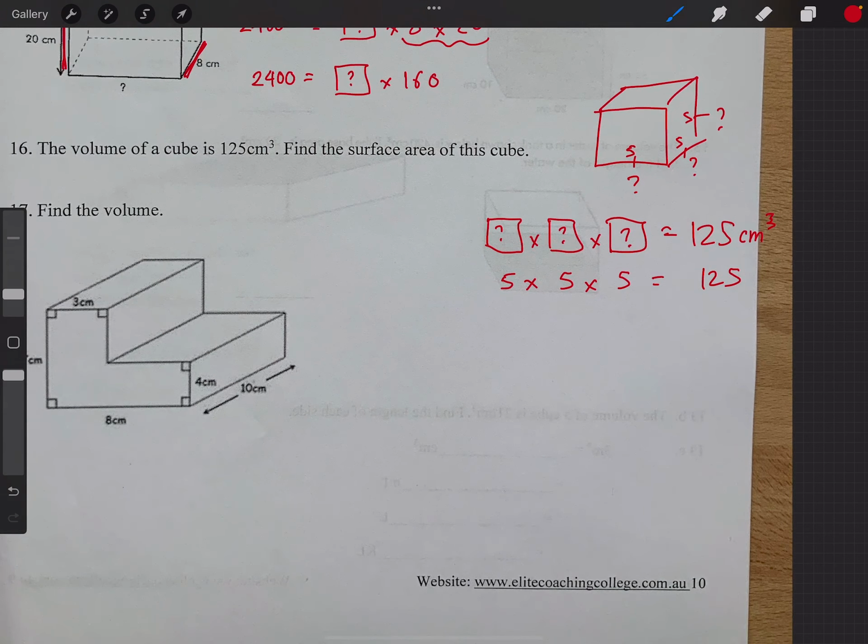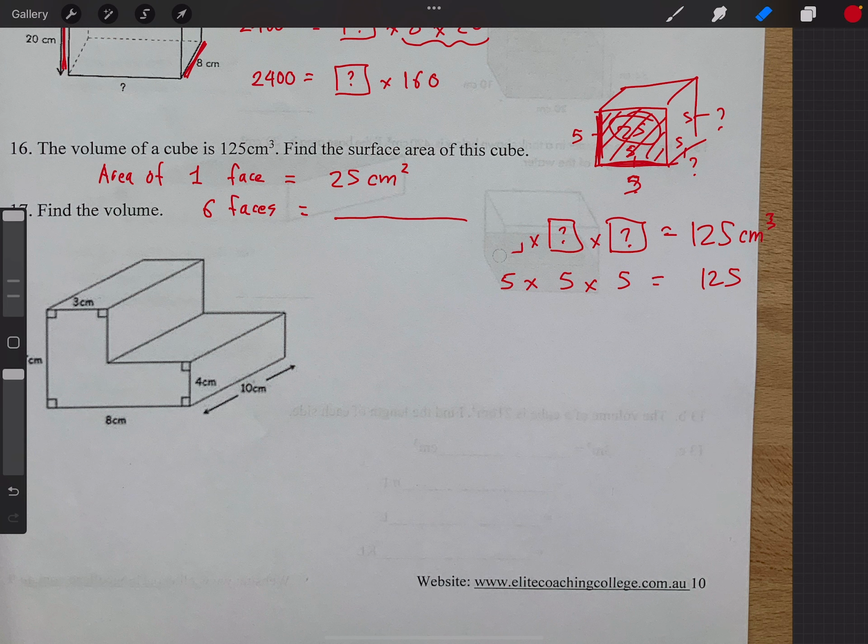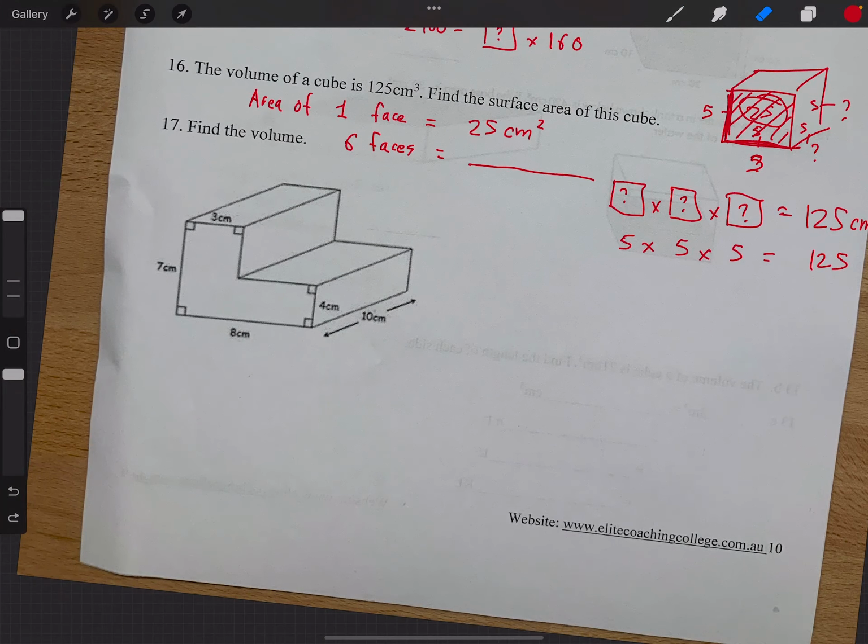Now, to find the surface area, we just have to find the area of one face. We know this is a 5 and this is a 5, so 5 times 5, the area of one face is 25 centimeters squared. How do you find the area of all of the faces? How many faces does a cube have? A cube has 6 faces altogether. So work out how much area it is for all 6 faces, and that will be in centimeters squared.